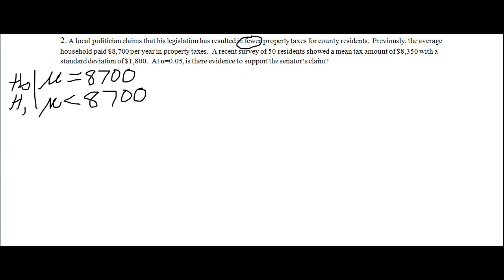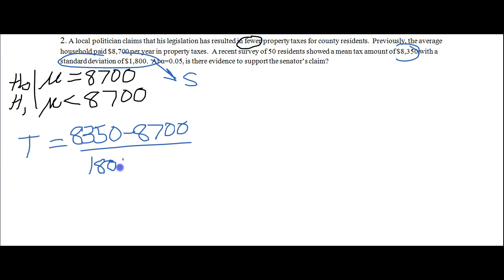A recent survey of 50 residents showed a mean tax with a standard deviation of 1,800. That's a sample standard deviation, whereas in the previous example, we saw a population standard deviation. So this is s, not sigma. Because of that, I need to use the t-distribution. There's not going to be a huge difference in calculating, but it's going to make a difference in how we look up our areas and how we look up our p-values.